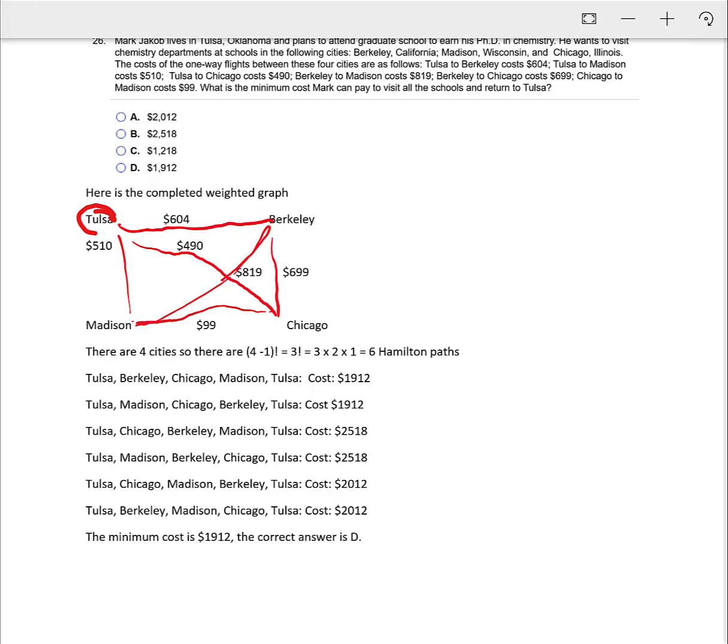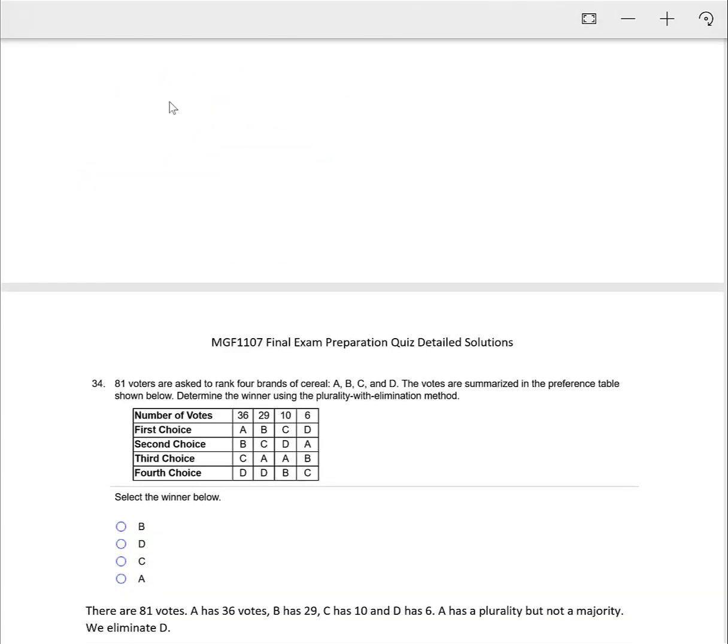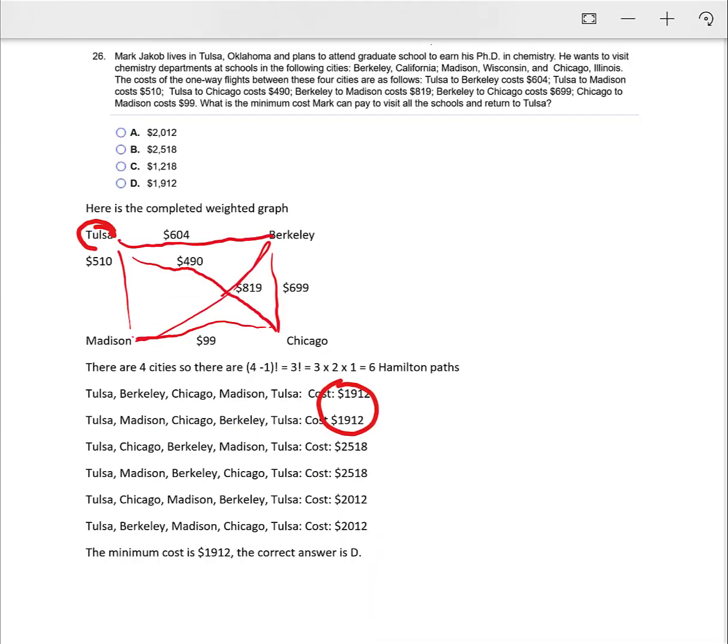So for the first one, I went from Tulsa to Berkeley. This is basically going around the outside of the rectangle, and the cost of that is $9.12, and you can reverse it and get the same cost. Then I started with Tulsa, went to Chicago, to Berkeley, Madison, Tulsa, and that's $25.18, and then reverse it. And then finally Tulsa to Chicago, Madison, Berkeley, Tulsa. The lowest cost actually comes out to be going around the edges up here, and it's $19.12. And that was number 26.